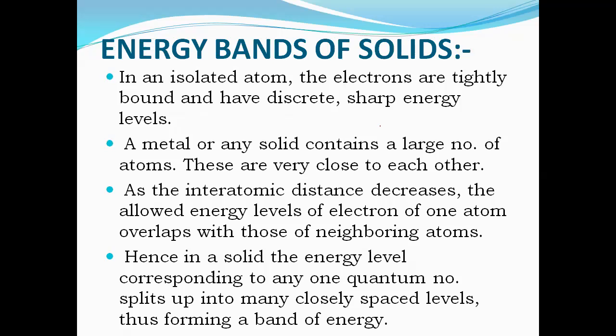First of all, when you take an isolated atom, electrons are tightly bound and have discrete, sharp energy levels. Everyone is well acquainted with the structural figure of an atom, which has a center nucleus. Around that, electrons are arranged in particular shells. Depending upon the atomic number, the shell number goes on increasing.